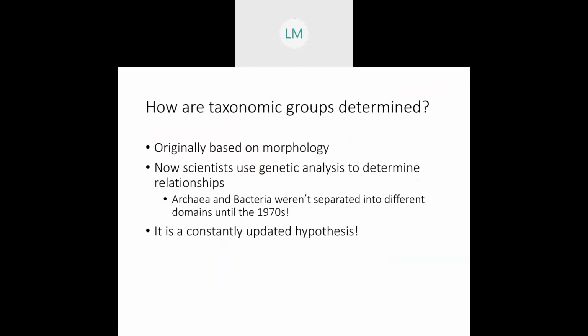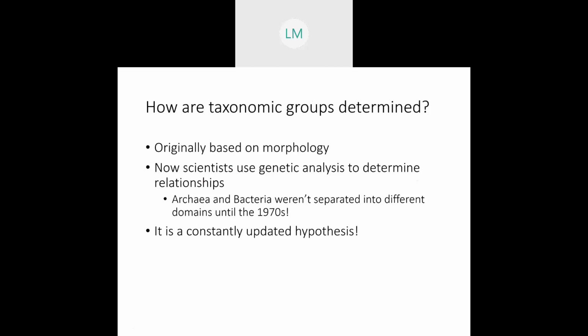These taxonomic groups used to be determined originally just based off of morphology, just how they look. If they look similar, they must be in the same group, they must be somehow related. But now we primarily rely on genetic information to determine these relationships.